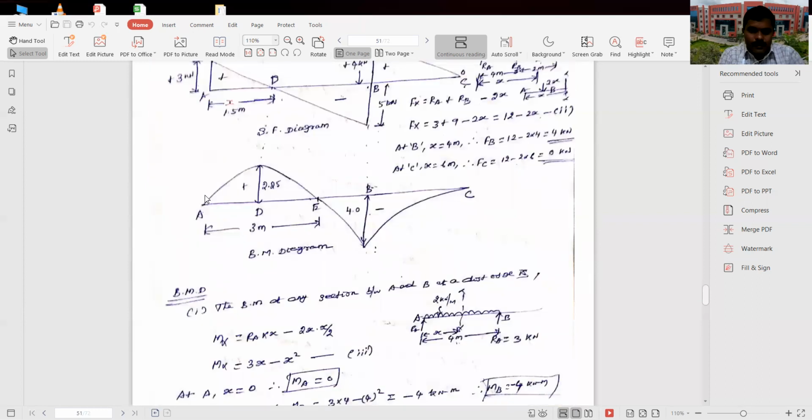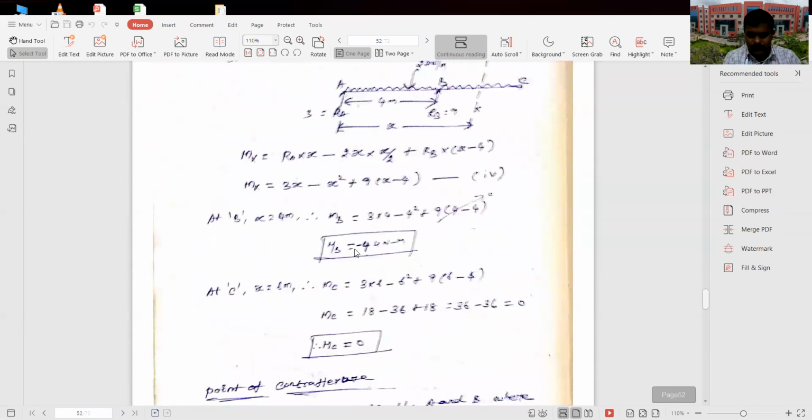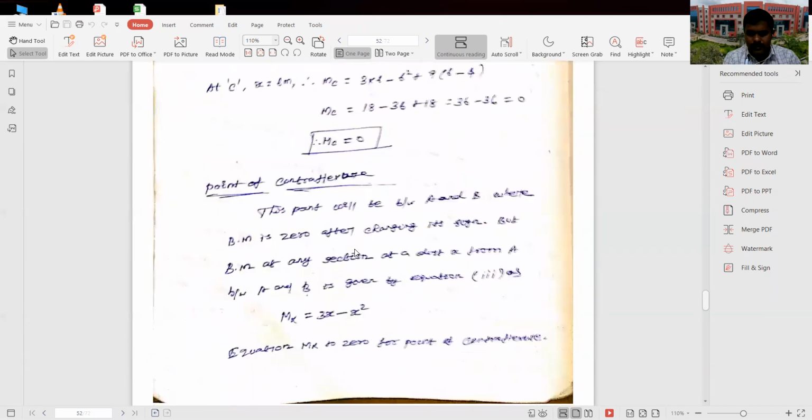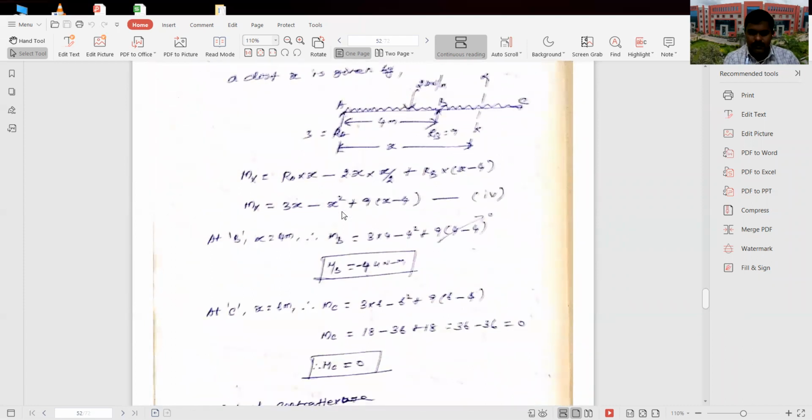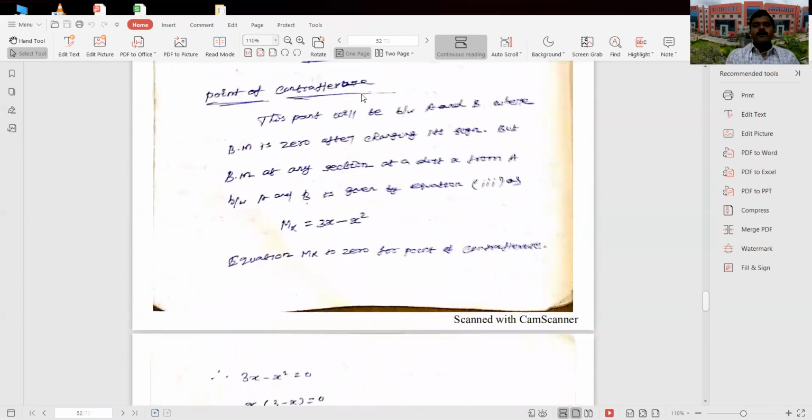Therefore, you can see the diagram here. At point A, the bending moment is 0. At point D, where the shear force changes sign from positive to negative and the shear force value is 0, the maximum bending moment is 2.25. Then at point B, it is minus 4 kilonewton meter, and the bending moment value changes its sign from positive to negative. That is called the point of inflection or point of contraflexure. Between B and C, at B it is minus 4 kilonewton meter, at C it is 0, so it is a parabolic curve. Why the parabolic curve? The equation is in terms of x square. That is why it is parabolic. Keep in mind.